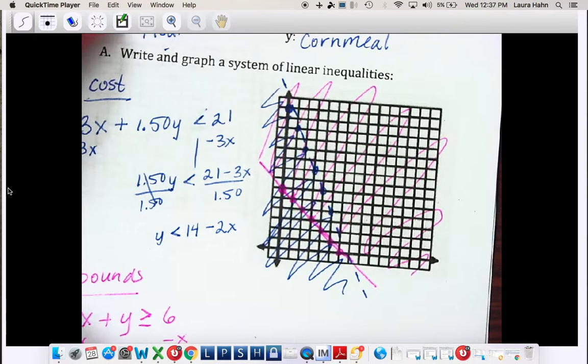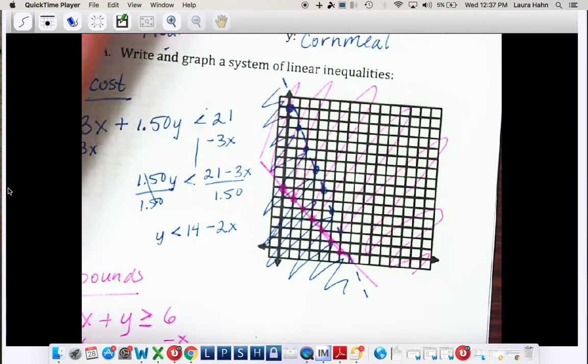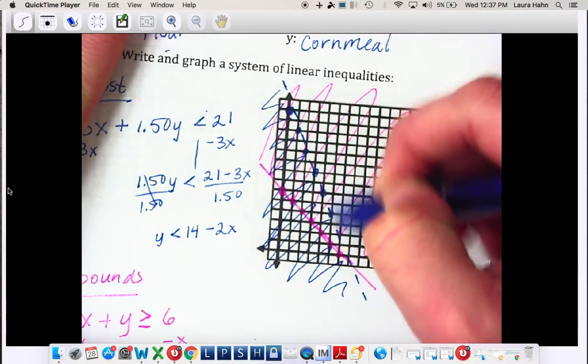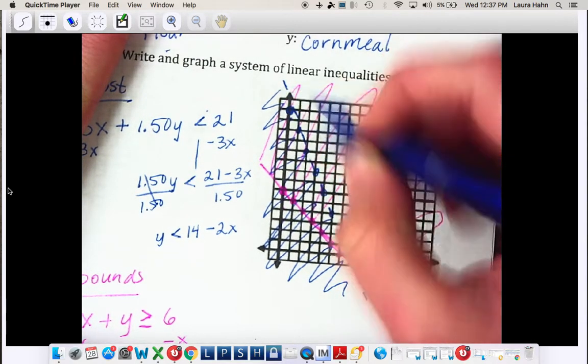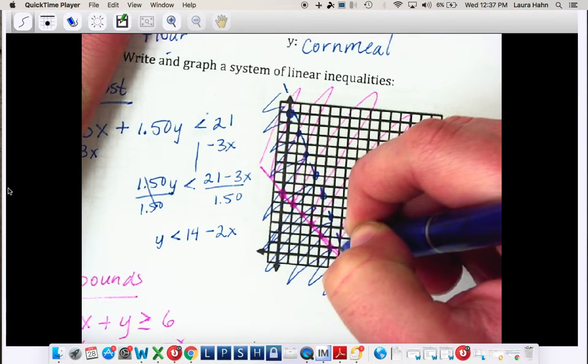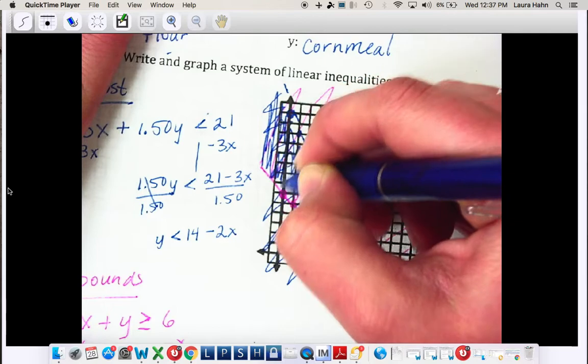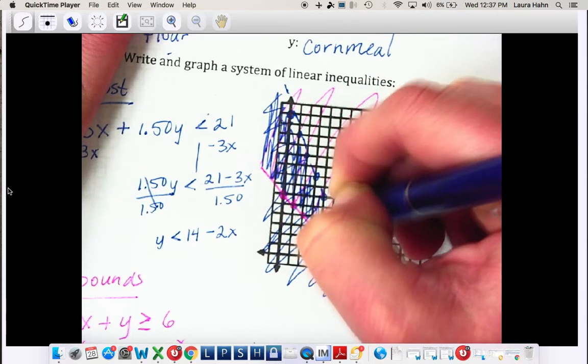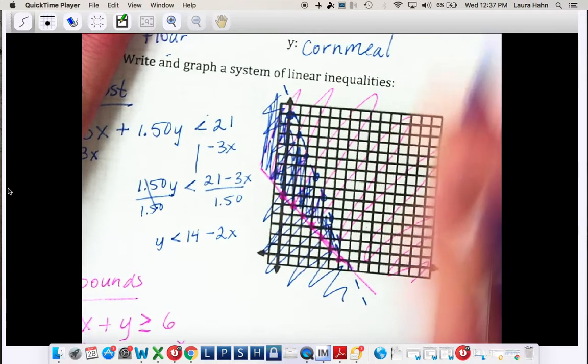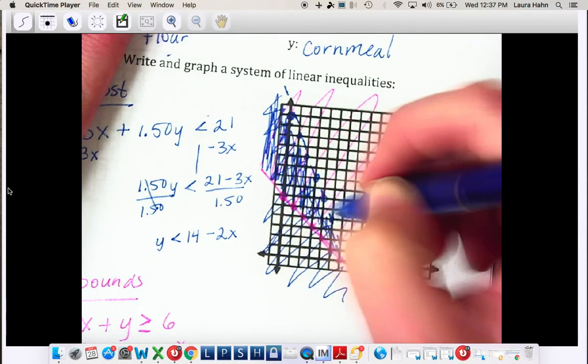So I know my blue and my pink, I'm going to darken that in where they overlap. I'll use the blue pen. So I know they overlap in this little section right here. So those are my solutions, so let's go ahead and darken that, because that's going to represent all of my possible solutions. So this little darkened section there.